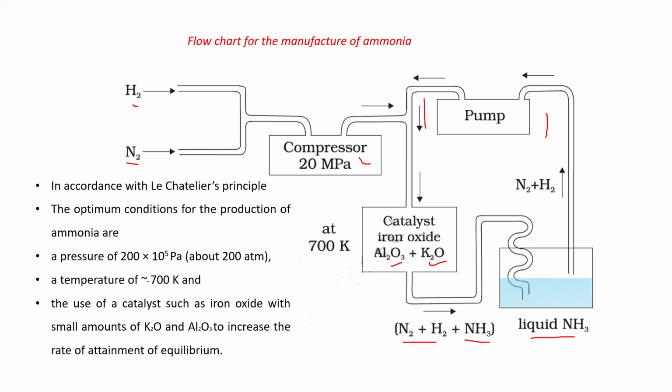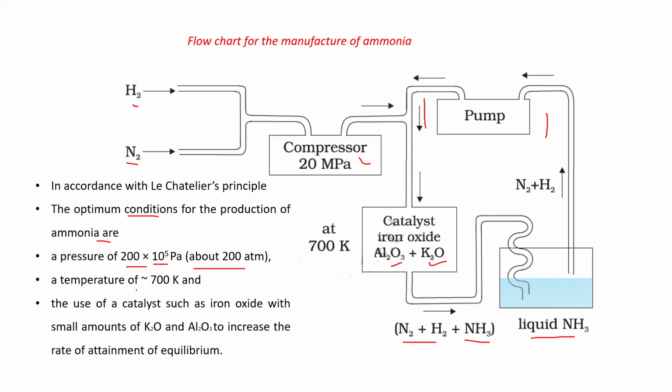Then according to Le Chatelier's principle, what are the optimum conditions for the production of ammonia? Okay, that is, high pressure is required, and this is about 200 atmosphere. In Pascal, this is 200 into 10 to the power 5 Pascal.